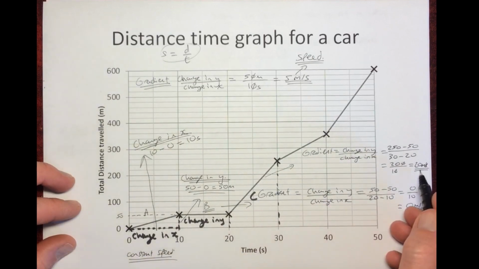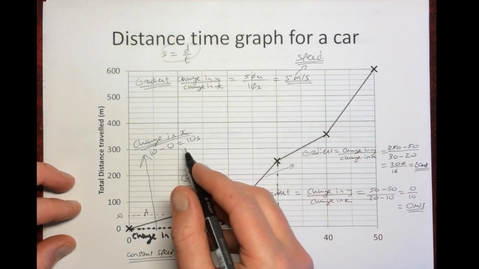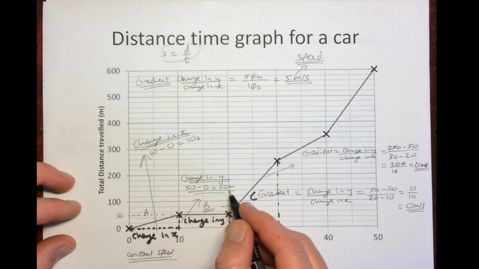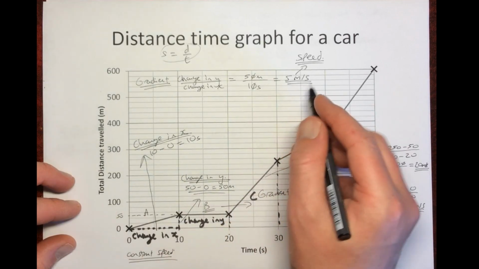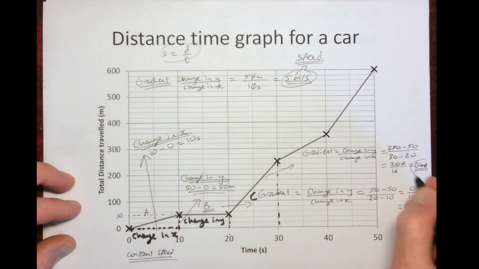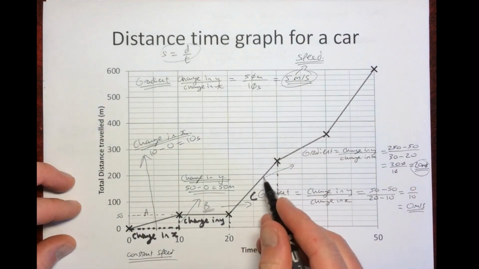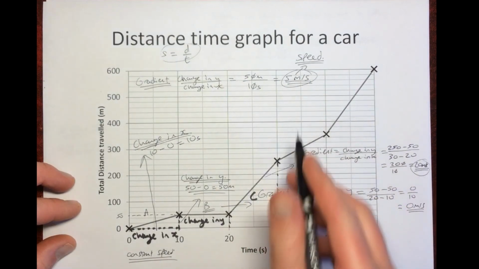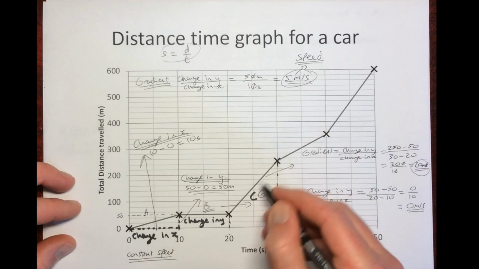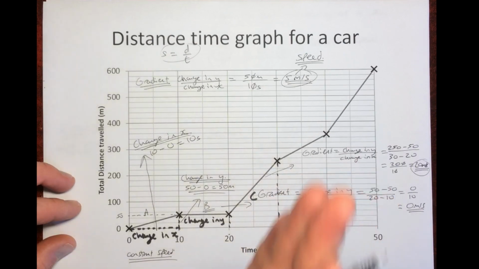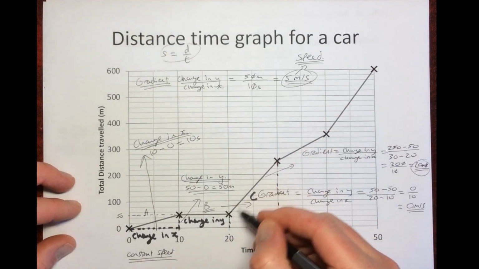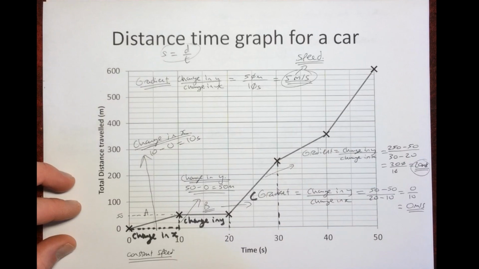But that speed is 20 metres per second, whereas when we worked out the gradient of A, it was 5 metres per second. This is the gradient of C. So you can see that in section C, the object's travelling faster than in A, and you can see that clearly because the graph is steeper. There's a steeper gradient. That tells us the object's travelling faster.